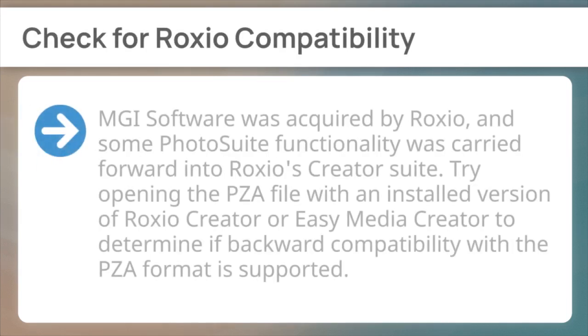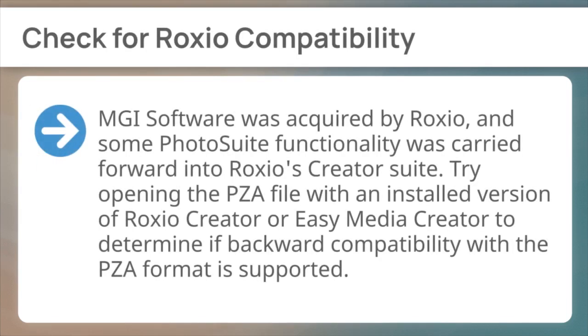Next, check for Roxio compatibility. MGI Software was acquired by Roxio, and some PhotoSuite functionality was carried forward into Roxio's Creator Suite. Try opening the PZA file with an installed version of Roxio Creator or Easy Media Creator to determine if backward compatibility with the PZA format is supported.